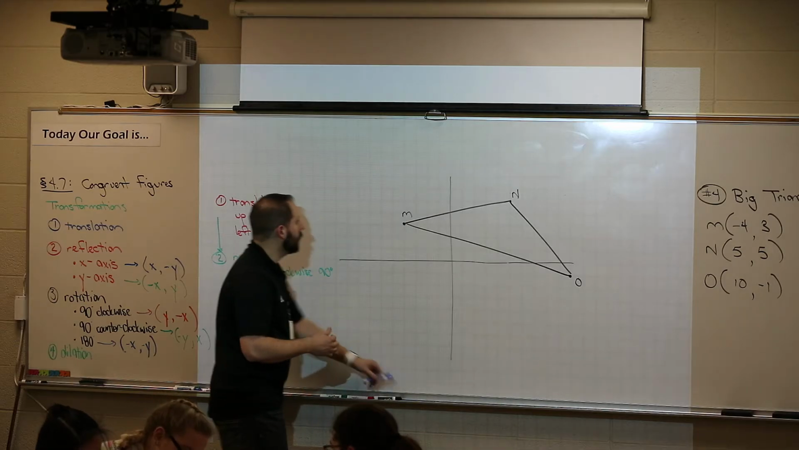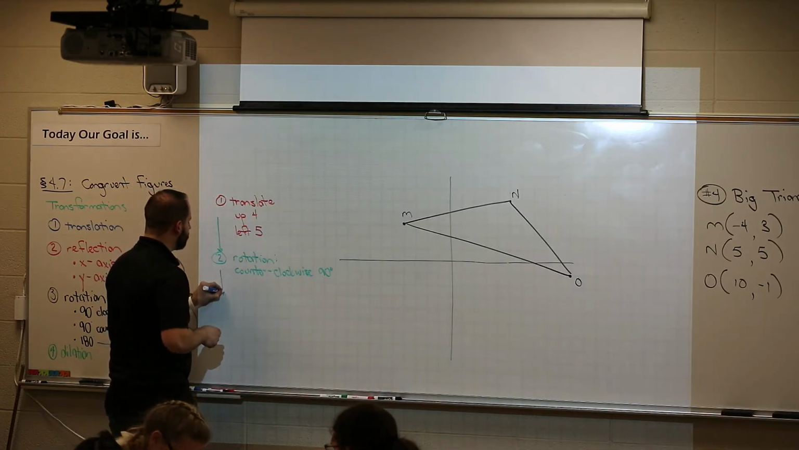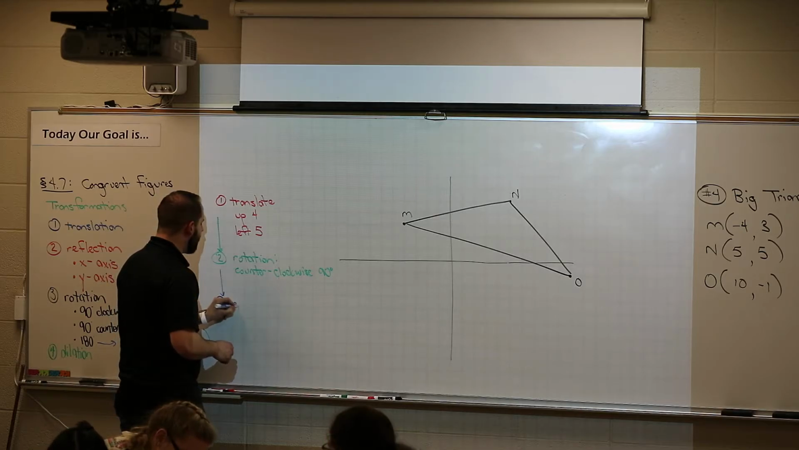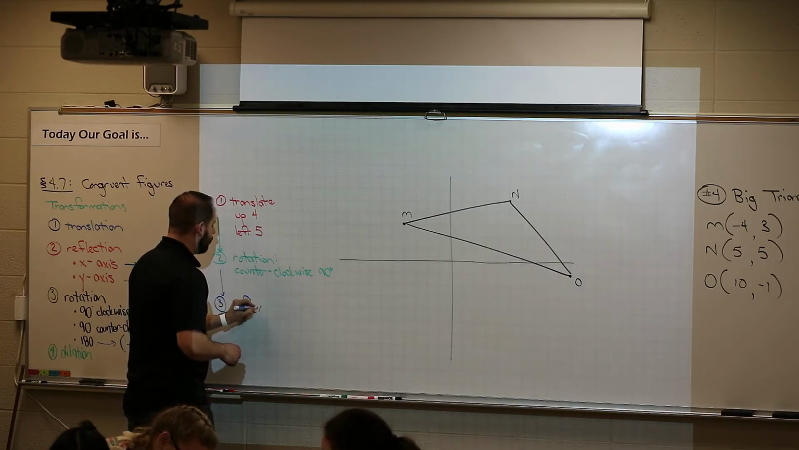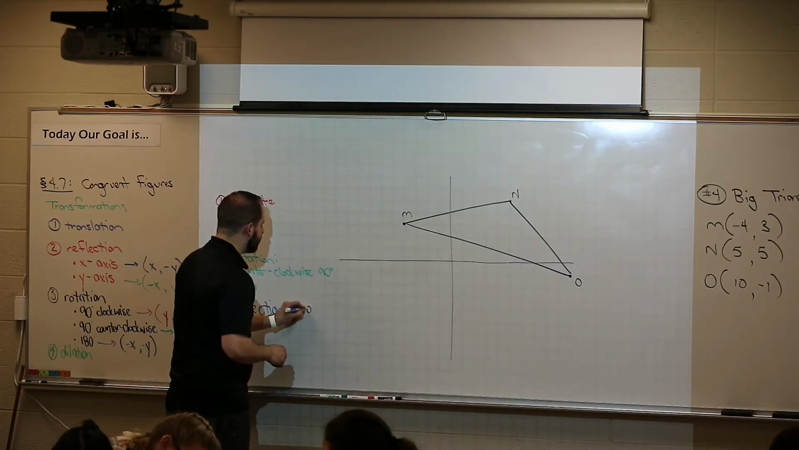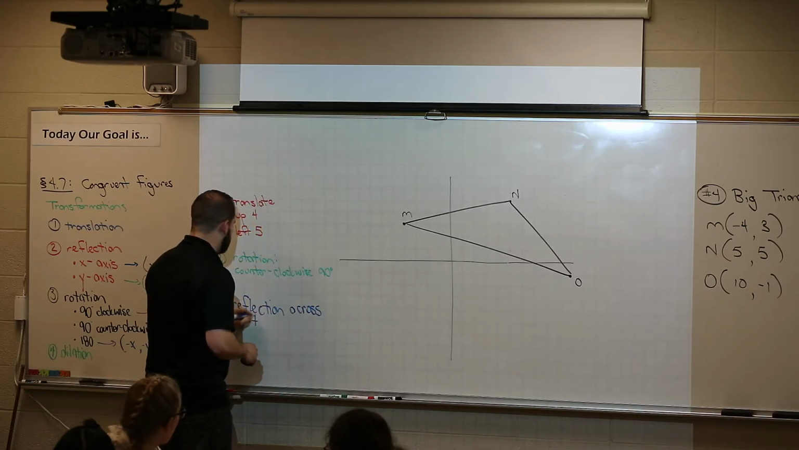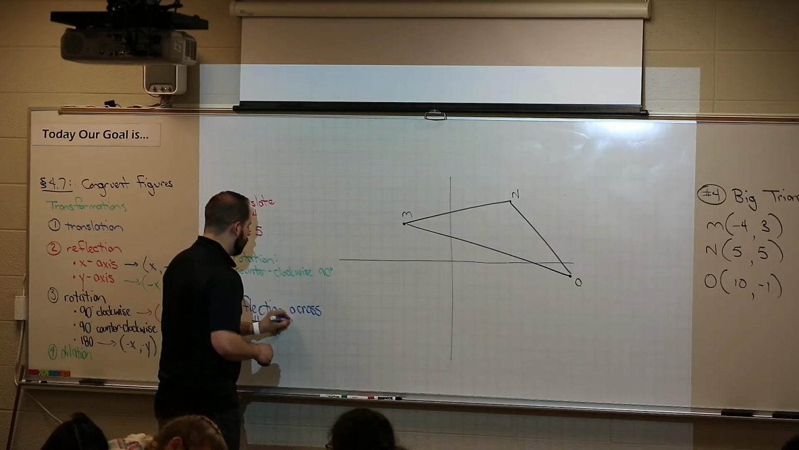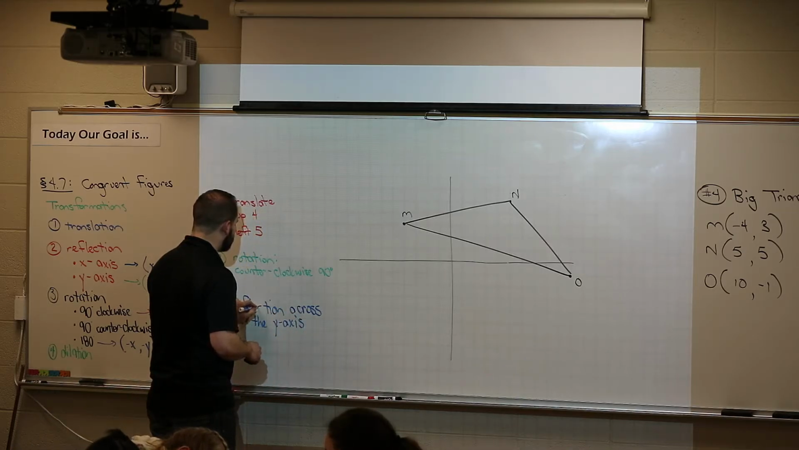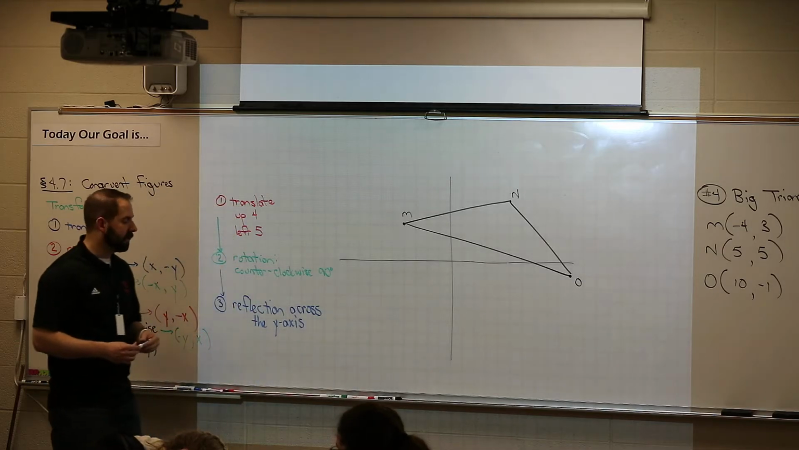Okay, so here's your transformation. The first one, number 1, we are going to translate. I want to go up 4, left 5. Up 4, left 5. Once you're done with that picture, it should be new, and you're using a colored pencil, it should be in a new area.